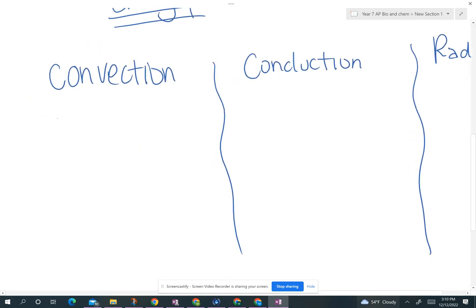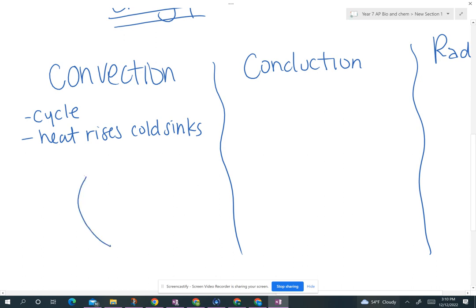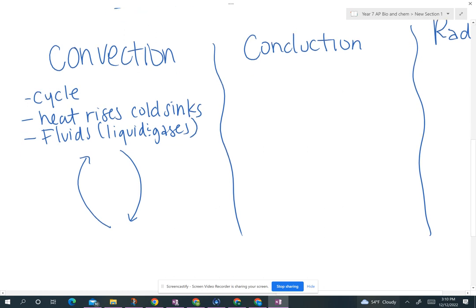Okay, so convection. Convection is a cycle, and you should have the heat rises, cold sinks, and it is all based off of density. So you see this cycle that happens. Very common in stuff that's boiling. It happens in fluids, which includes liquids and gases. So this is where you guys will see this the most. Liquids and gases, you guys will see convection.